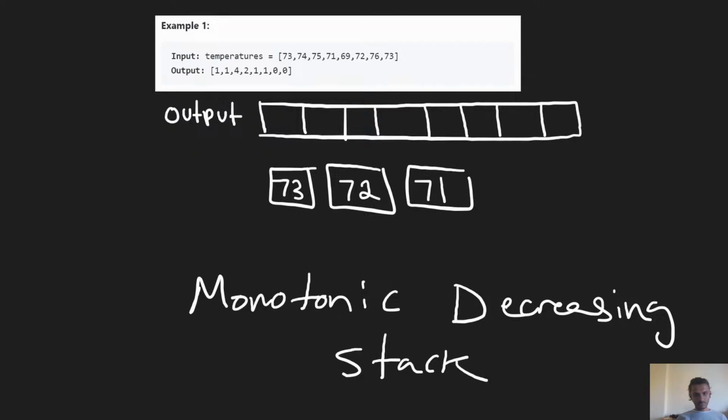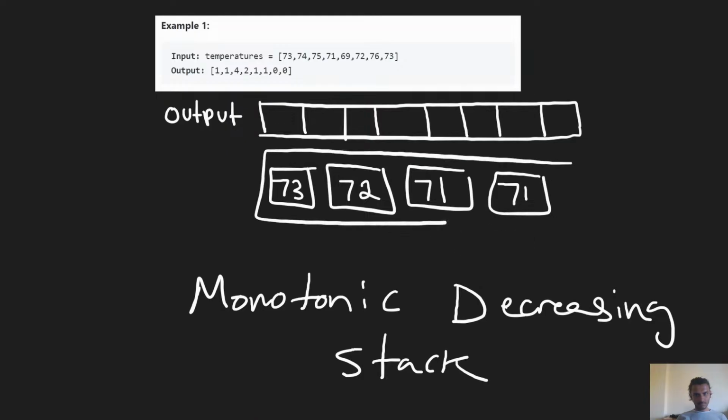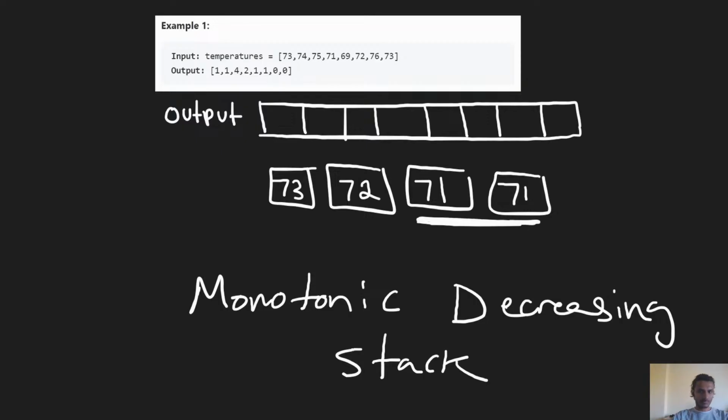Now, technically, what happens if we got another 71 over here? Well, in that case, 71 is not greater than this, so all four of these would be on our stack currently. So it's technically not monotonic decreasing order. It could be equal as well. We're noticing it's not strictly decreasing. If two values are equal, they're also going to go on the stack.